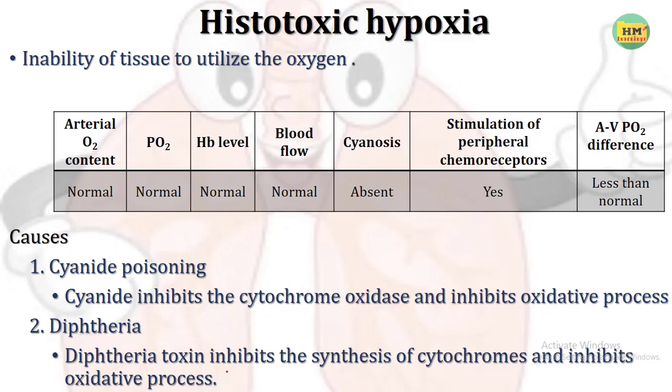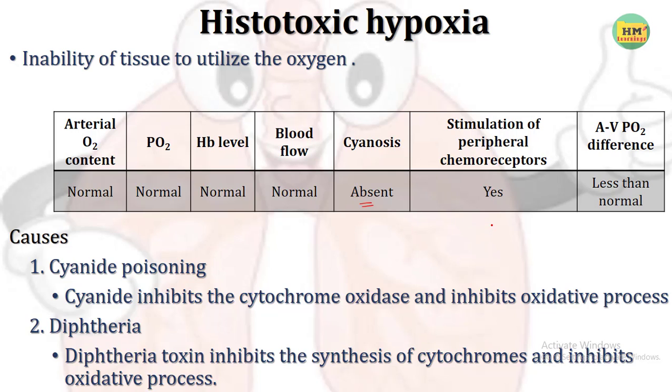Diphtheria also leads to the inhibition of the cytochromes and the inhibition of the oxidative process. So there is an abnormality at the tissue. The tissue is not able to utilize the oxygen. So cyanosis will be absent here. Why? Because the blood has the oxygen. Blood is perfectly fine. Blood has proper oxyhemoglobin, but the tissue is not able to take it. So cyanosis will be absent.